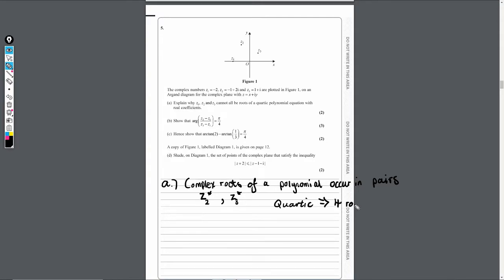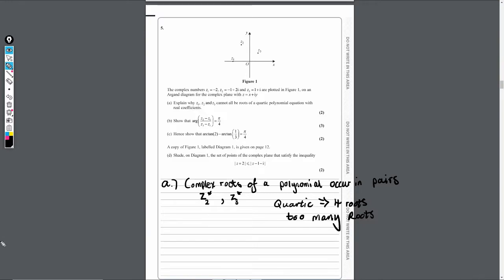So the issue is we've got too many roots, so therefore these can't be all the roots of a quartic polynomial. We'd have too many roots, okay? So too many roots. Okay, so that's just the idea there. We've got too many roots for part A.